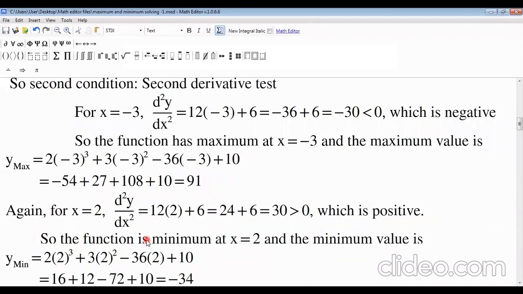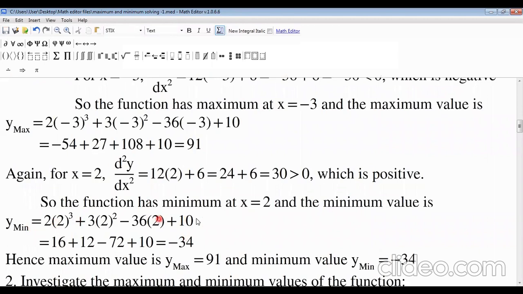The function has a minimum at x equals to 2, and the minimum value, from equation number 1, the given function, y min will be 2 into x cube minus 3 into x square minus 36x, putting x equals to 2. That will be given by minus 34. So the maximum value of the given function is 91, and the minimum value is minus 34. As the maximum value is y max equals to 91, and the minimum value y min equals to minus 34. And this is the result.